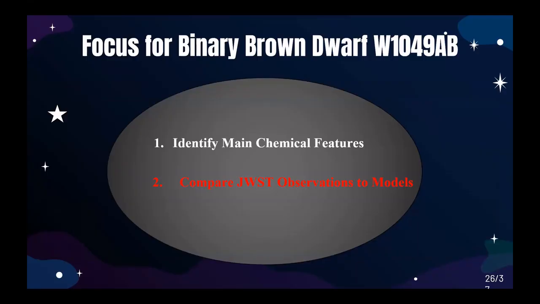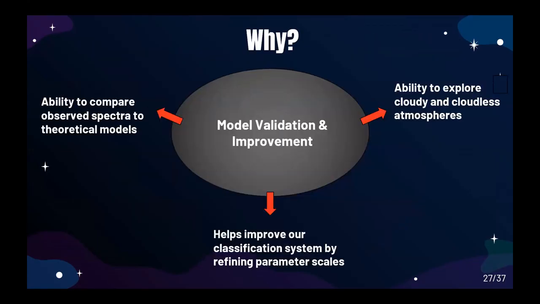The second focus of my project was to compare those James Webb Space Telescope observations to atmospheric models. And we do this because we want to improve our atmospheric models. In order to do this, we need to measure them against the real thing to figure out how we can use these models to accurately predict the things we want to look at. We also now have the ability to explore cloudy atmospheres with our models. Previous models didn't have clouds in them, but they had the elemental basis of it.